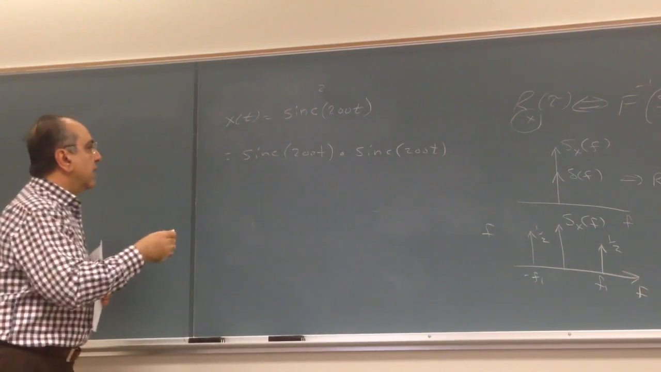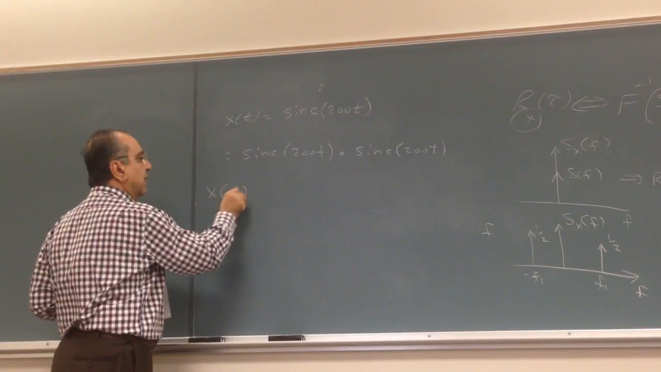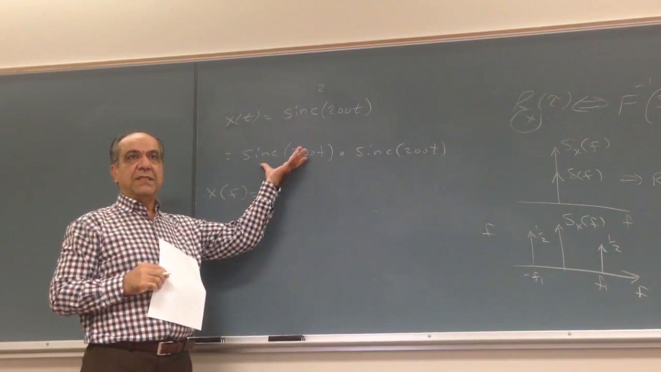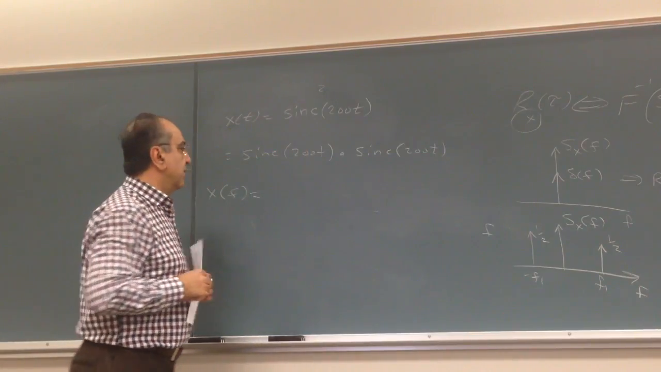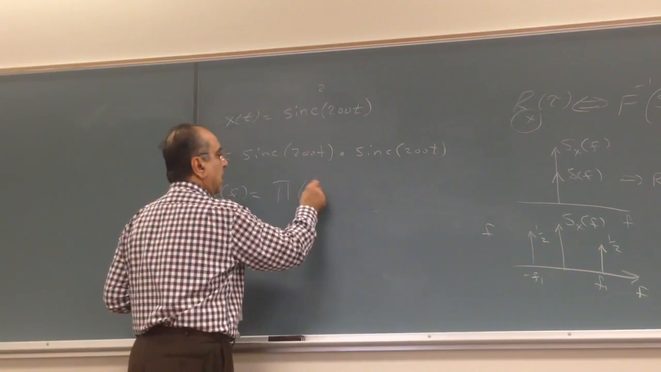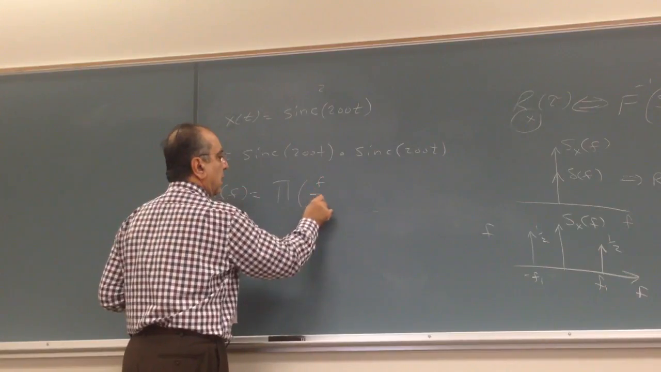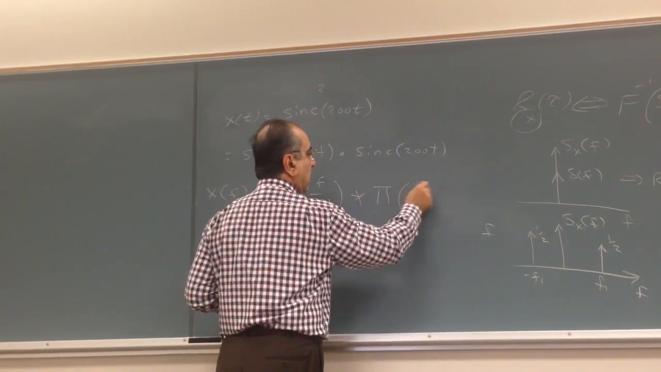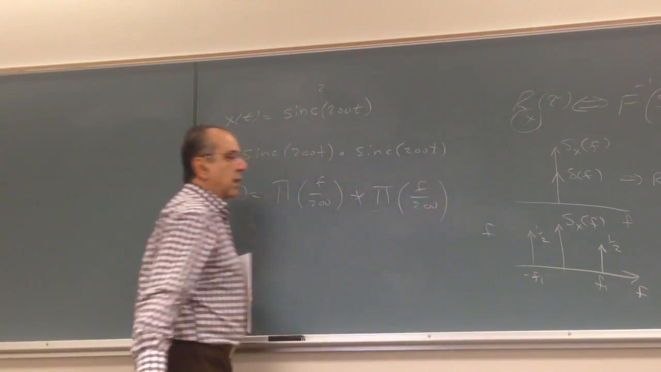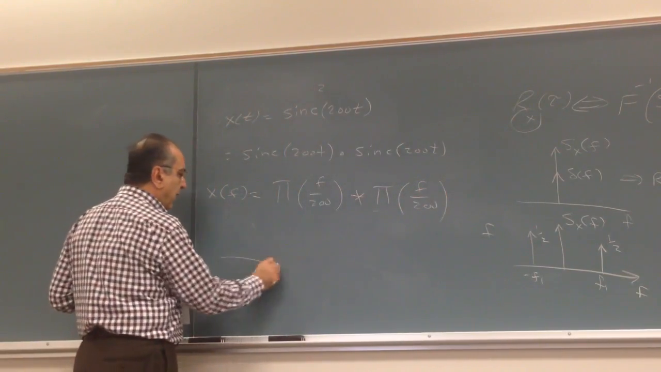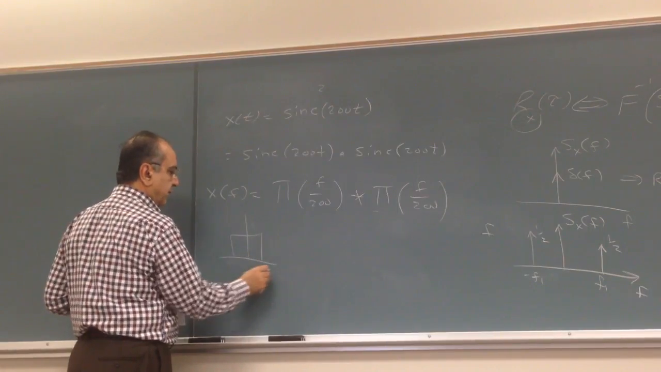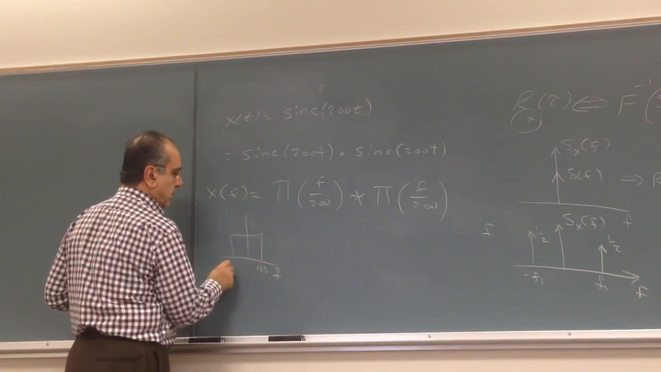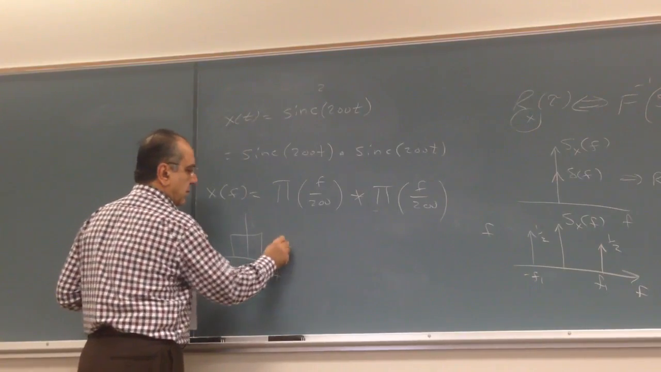When you want to convert this to the frequency domain, it would be the Fourier transform of this guy convolved with the Fourier transform of this guy. Two gate functions. And when you convolve two gate functions, don't you get the triangle?